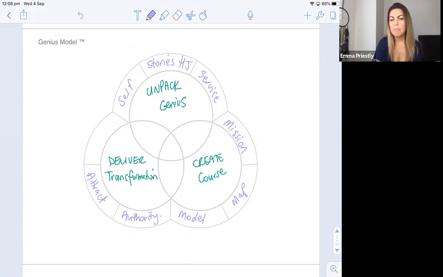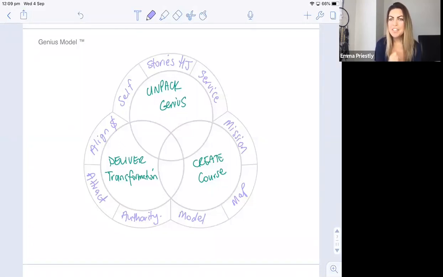So once we have unpacked your genius and created your course, then we want to deliver transformation, and we do that in several ways through the attraction piece. And finally, we're going to align. And this is the money piece. So this is, again, about collaborating with like-minded people who love your mission and what you're about. You complement and add value to them, and they complement and add value to you, yet you're not in competition. So this is about aligning the right people so that you can become the go-to person within your industry for what it is that you do.